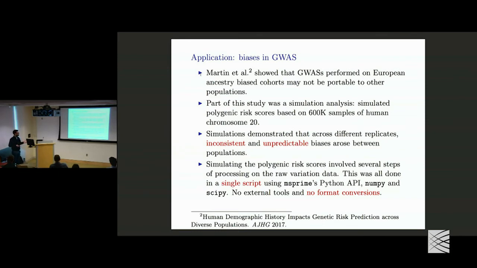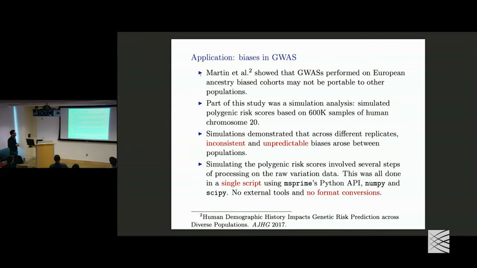And I really love this application for a few reasons. The first reason, obviously, is that it's really important science. People are doing really important science with MSPrime, which makes me very happy. But also, I think this part of the study wouldn't have been feasible without MSPrime. Simulating 600,000 samples wouldn't have been possible. But less obviously, I think the simulations built on top of the data would have been an awful lot more difficult to do without the Python API.